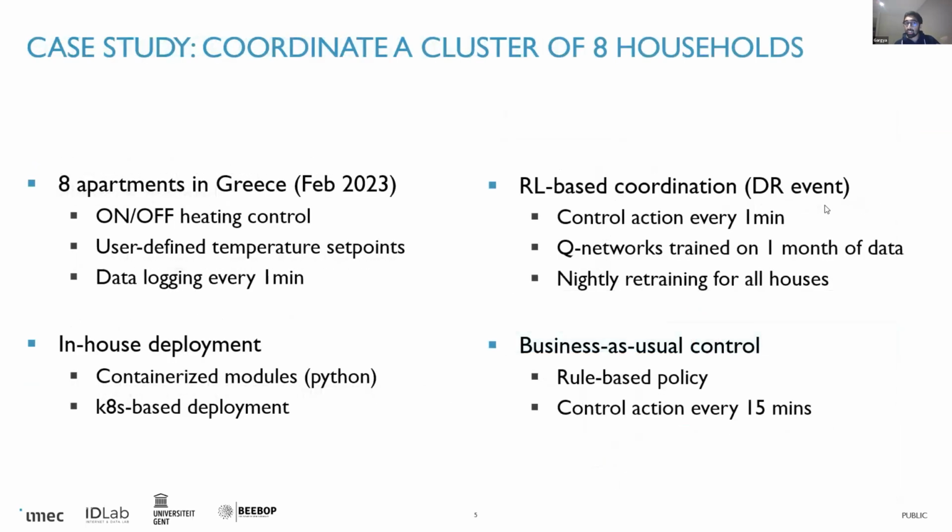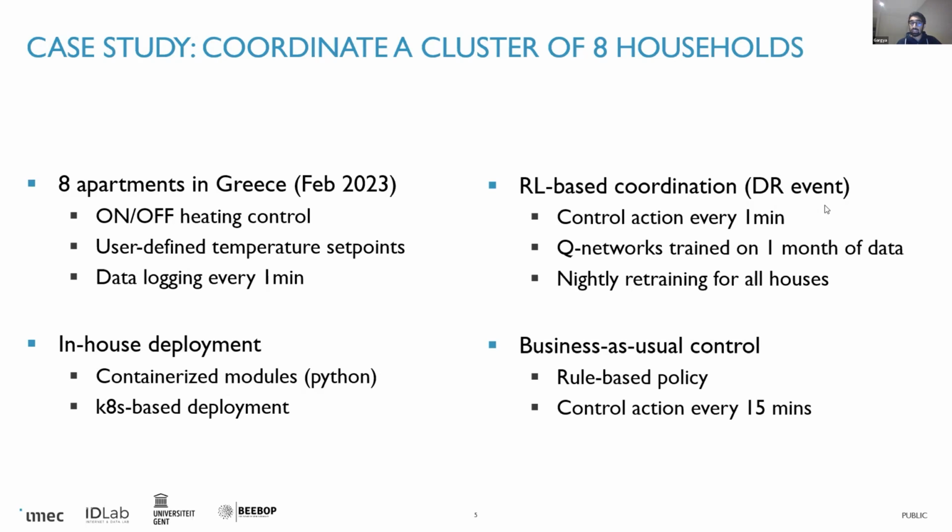And this method was implemented in a real world case study. So we had about 8 apartments in Greece, in February 2023, for about a month. And for each of these apartments, we had an on-off control scheme. We wanted to keep things a bit simpler, so just a binary action set, along with which we also had some user-defined temperature set points that were fully controlled by the user and determined what the room temperature should be inside each of these households. And the constraint was that we should try and be as close to these set points as possible with a ±1 degree band for flexibility.